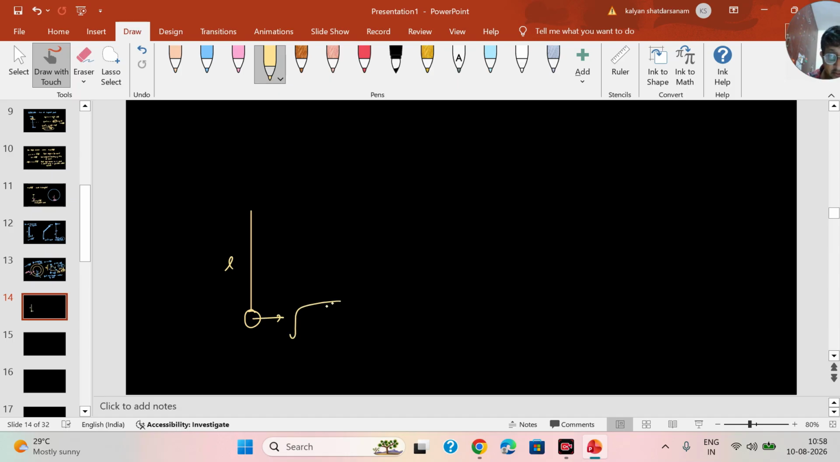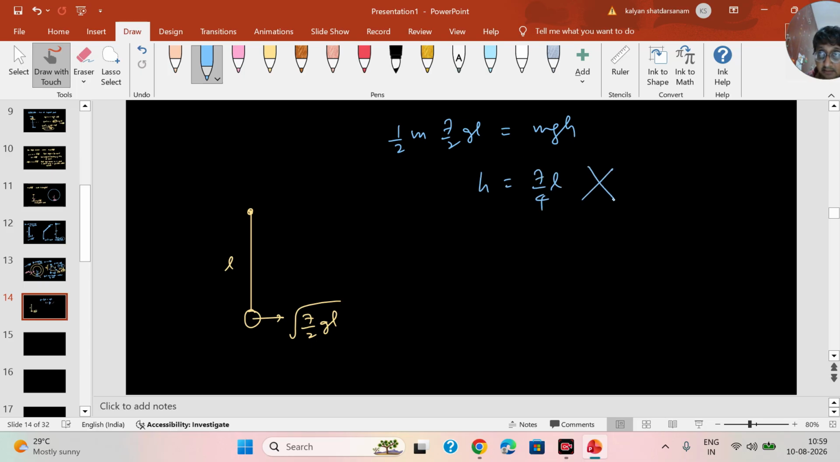Suppose I gave a speed root 7 by 2 gl and I asked you the maximum height. Students make the same mistake. They'll say initially it had kinetic half m v square. Finally it becomes potential and they say h is 7 by 4 l, which is a wrong answer.